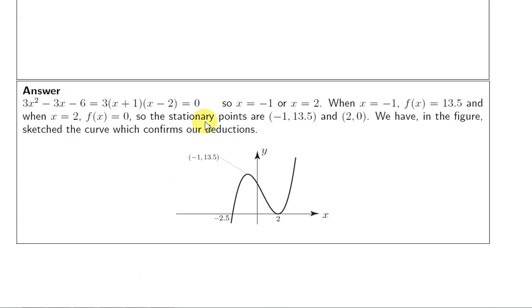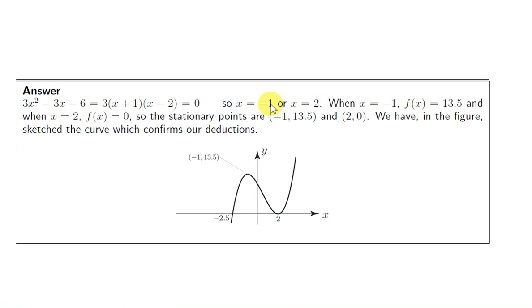And set the quadratic equal to 0 and solve. This quadratic has factors. So since we have 0 on the right hand side and we have a product here, that can only happen if one of these factors is 0. So we set each factor equal to 0 and we solve. So at x equals minus 1 and x equals 2, we have stationary points of the function.